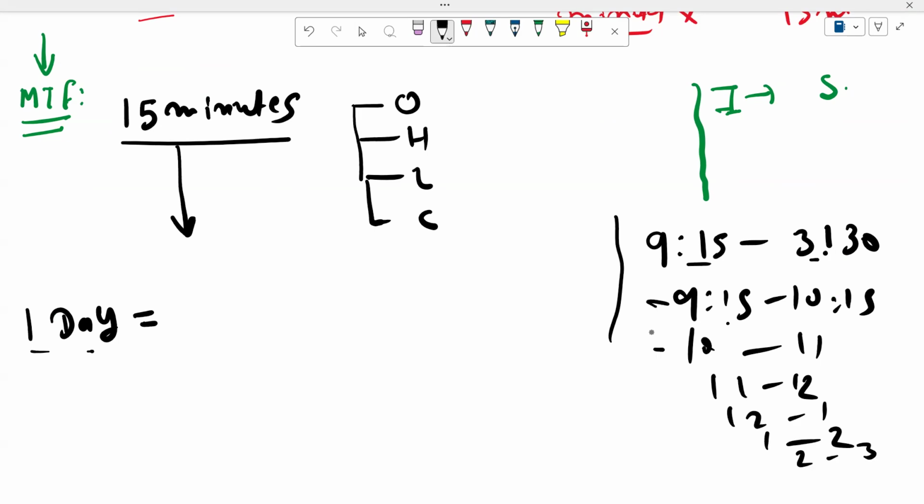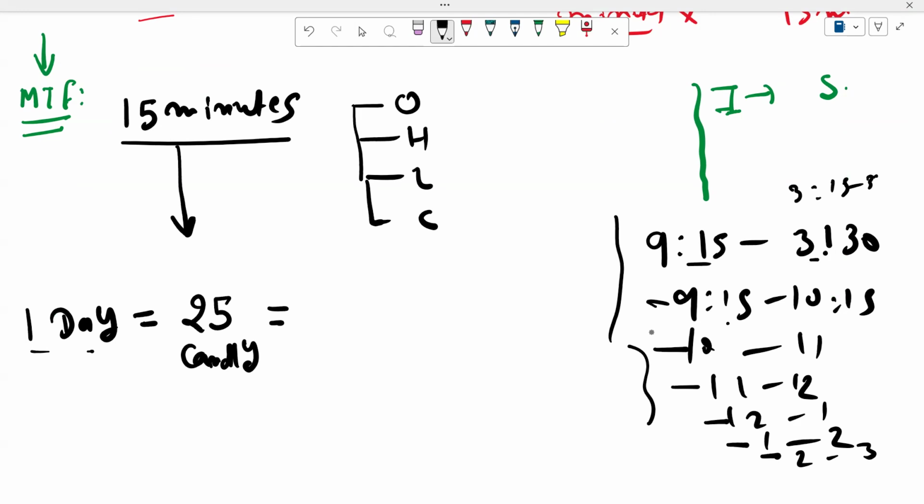Four candles each time, so 8, 12, 16, 20, 24, and from 3:15 to 3:30 there is one more candle, so I'll get exactly 25 candles in a day, right? I'll get 25 candles in a day.